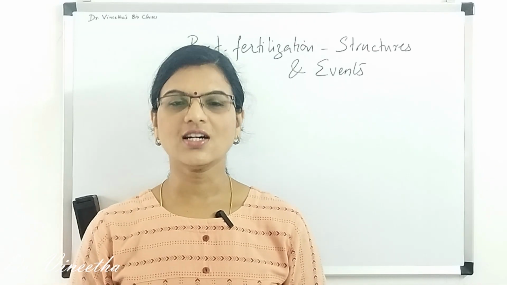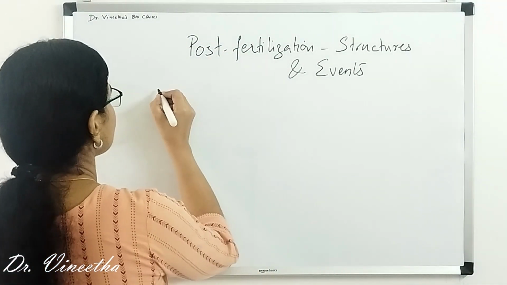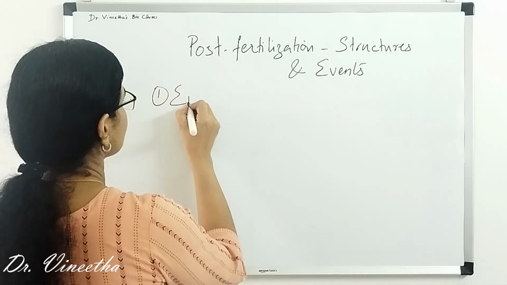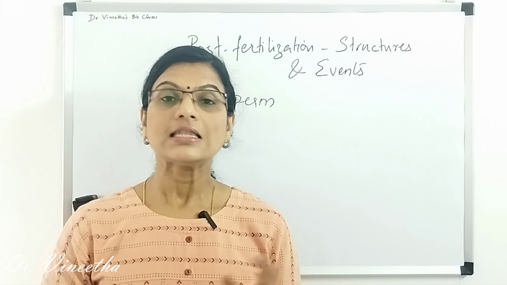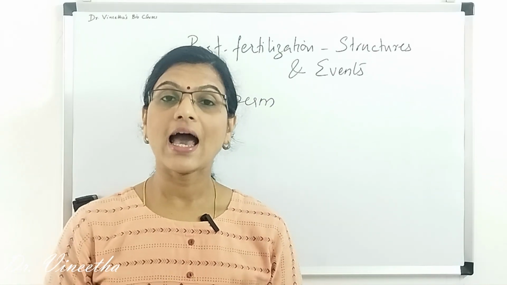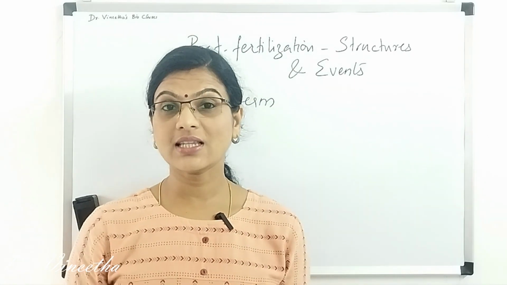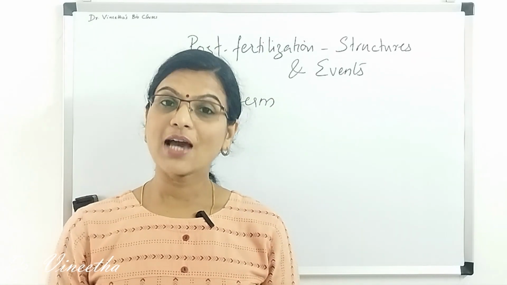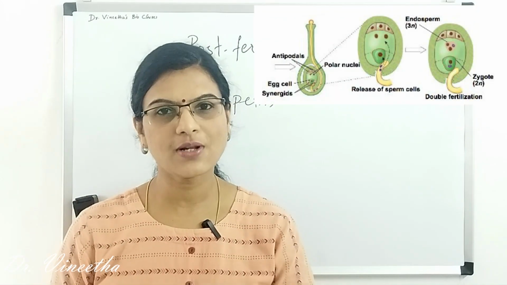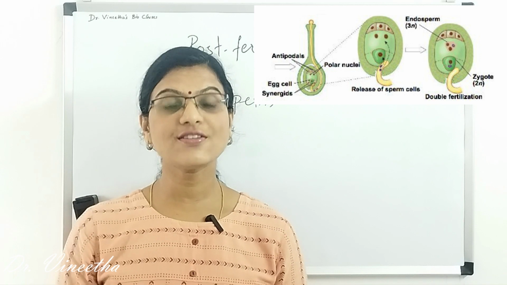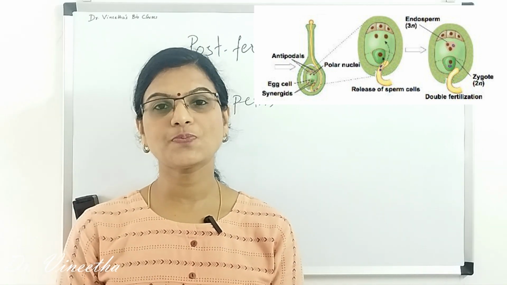So the first structure is the endosperm. This endosperm development happens before the development of the embryo. And what would be the reason for that? The primary endosperm cell, which was formed as a result of triple fusion, undergoes division over and over and forms a primary endosperm tissue.